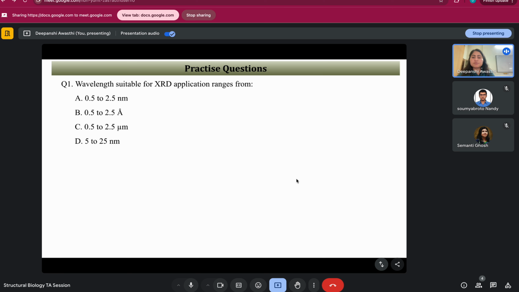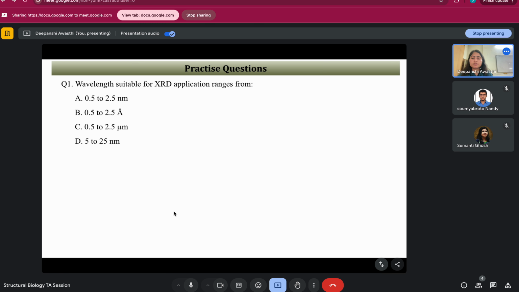Now we will practice these MCQs. If you have any idea, then you can answer in the chat box. The first question is, wavelength suitable for X-ray diffraction application ranges from: option A is 0.5 to 2.5 nanometers, option B 0.5 to 2.5 angstrom, option C 0.5 to 2.5 micrometer, and option D is 5 to 25 nanometers.